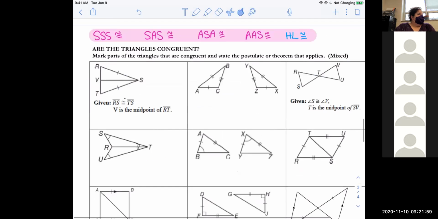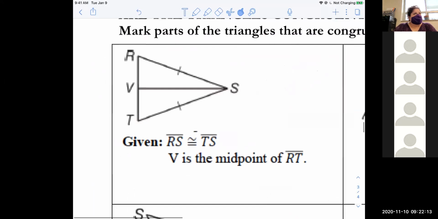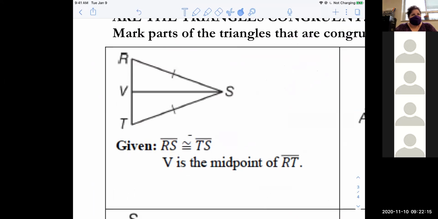All right, so we're going to go through and mark things that we can figure out in addition to what is given. So you're going to have some kind of information given on the diagram, and then we're going to go through and figure out some other things. So for the first one, what you're told is that segment RS and segment TS are congruent. So that's given. And then it tells you that V is the midpoint of segment RT.